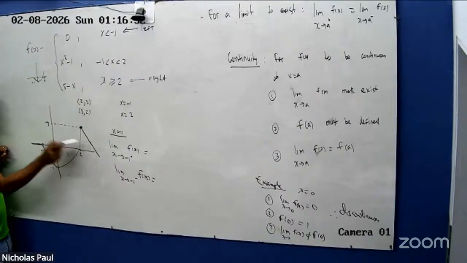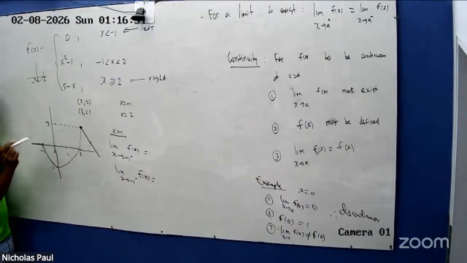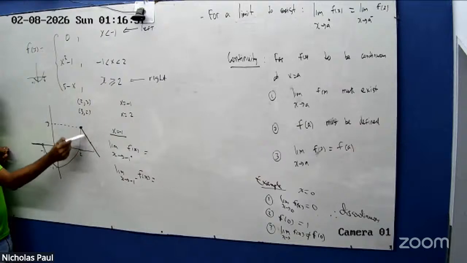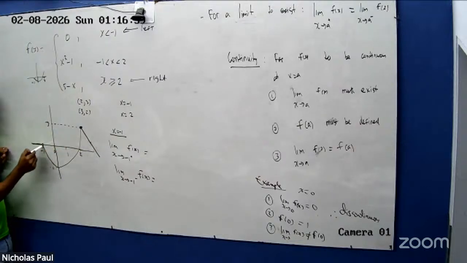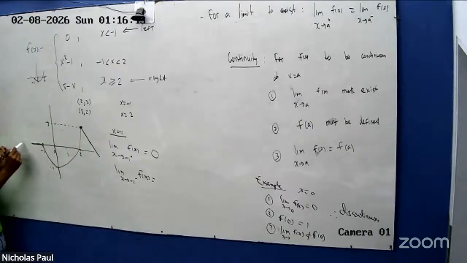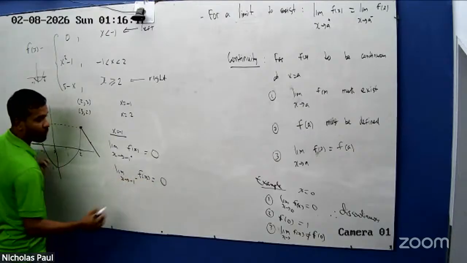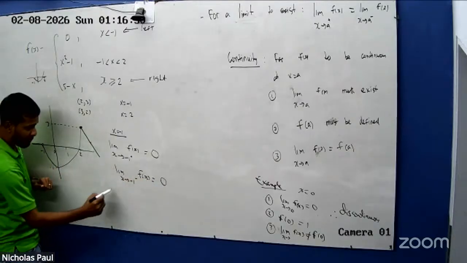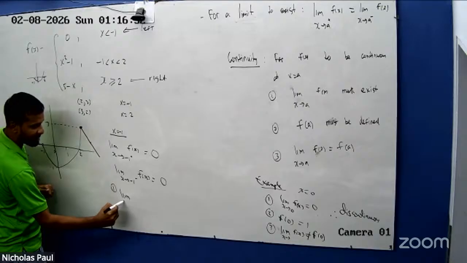You're looking at the y value. So look at the y value when I reach -1. 0. And if you approach from the left, the value is what? 0 as well, right? So the limit exists. Step 1, limit exists.